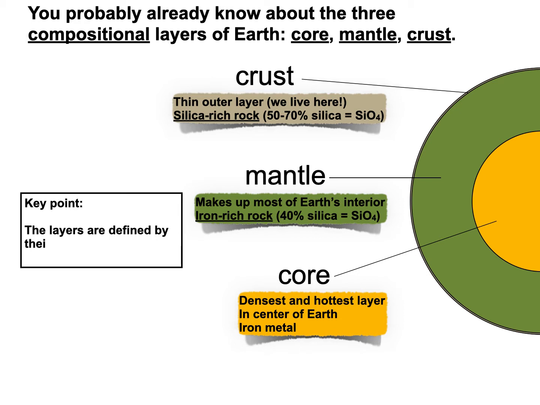The major point here is that these layers are different because of what makes them up, the elements and their amounts. To review, the crust is rock with the most silica and the least iron. The mantle is rock with more iron and less silica than the crust. And the core is nearly all iron and considered to be metal, not rock.